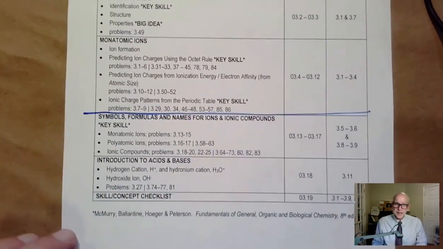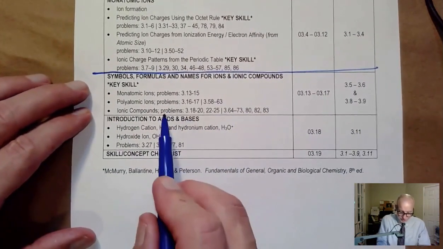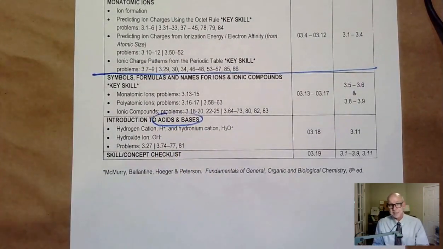The second half of chapter 3 is going to be putting some more complicated ions together into compounds. How do we name them? How do we write the formulas for those? And then we're going to take just a little look at acids and bases at this point, because it's a nice place to look at that in chapter 3.